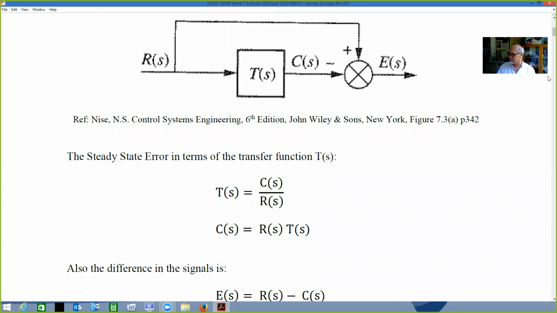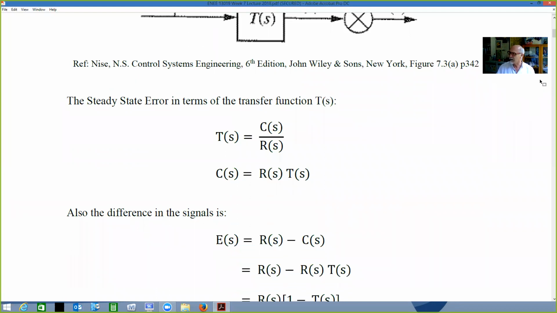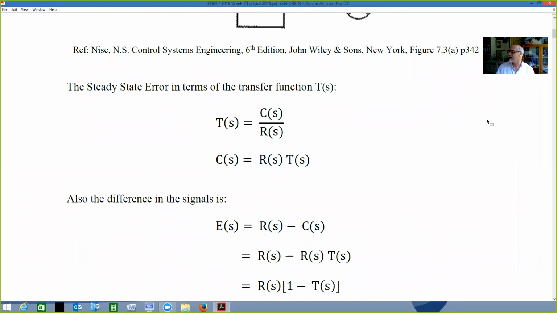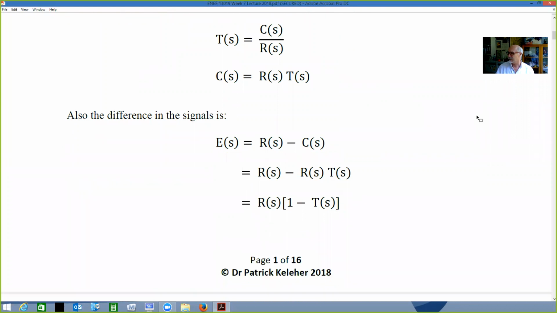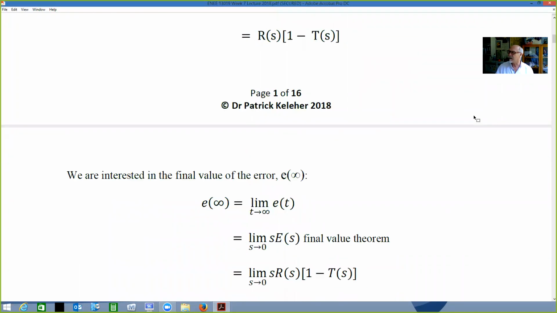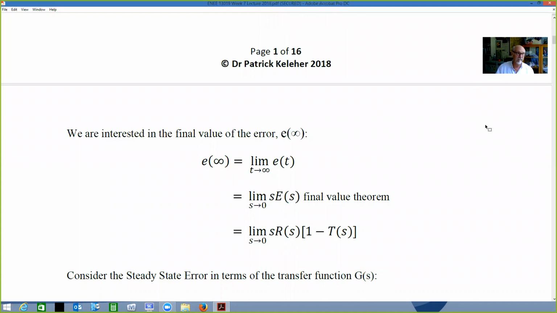Now, also the difference in the signal, we can calculate, as we see up here, E of S, so that's going to be the difference between the input and the output. And therefore we've already got an expression for the output, and then we can derive an equation for this difference in the signal. Now, we're interested in the final value of the error, so the error at infinity if you wish.